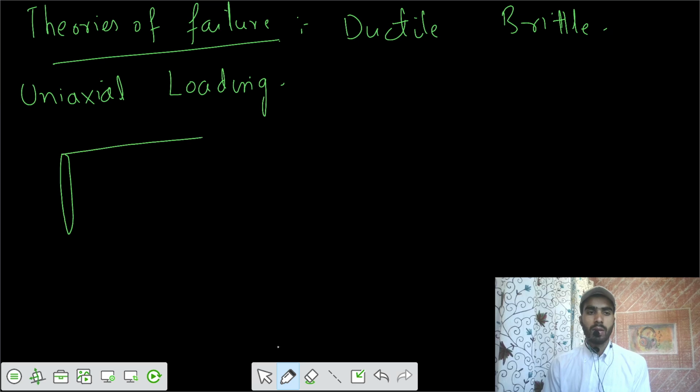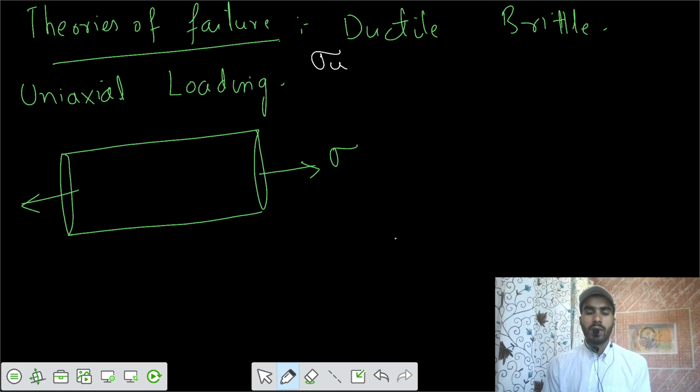Let's say you have some bar and you are applying a tensile force, as in a universal testing machine for tension testing. So you are applying some stress sigma, and the material itself is ductile. The ultimate stress of ductile material in compression is greater than its yield stress in tension and greater than its shear stress. So ductile material is weak in shear, and it fails earlier in shear stress.